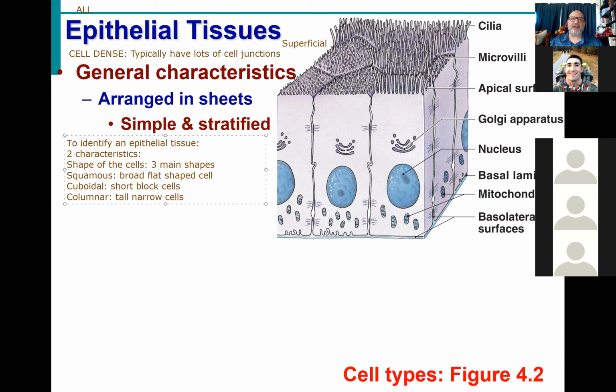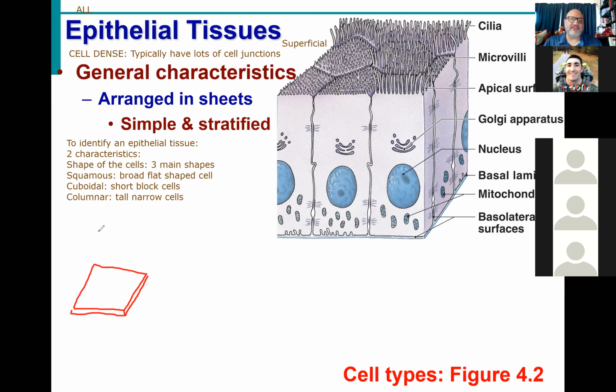So we have these three main shapes, right? Let's cheat and use my drawing. So a squamous cell would be a broad, flat cell that is very thin. So it is a squamous cell: broad, thin, flat.